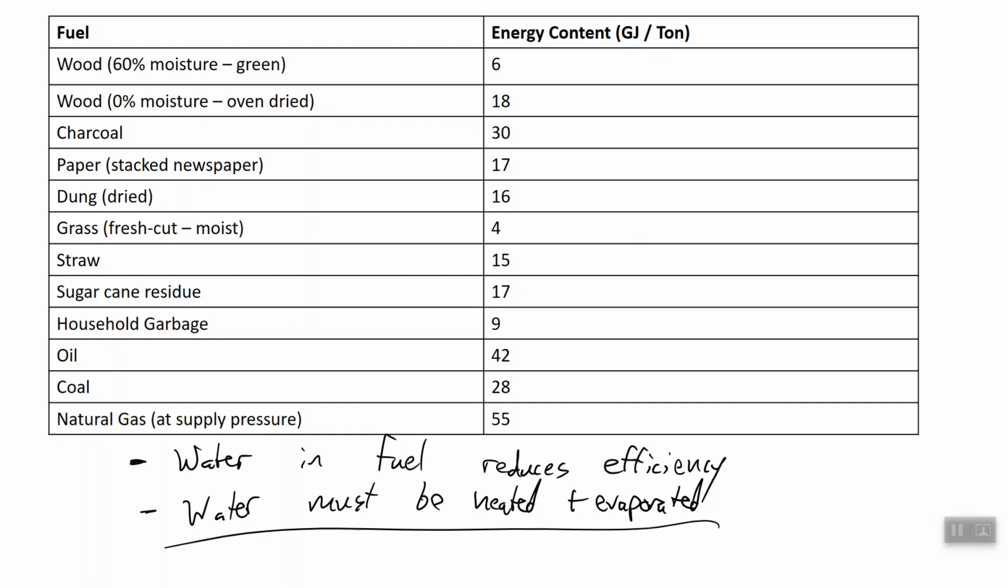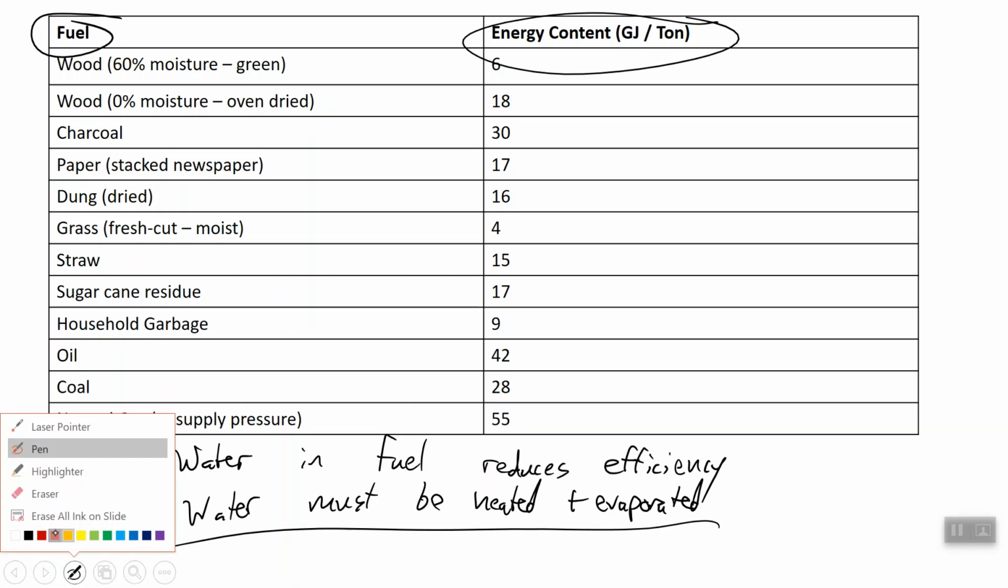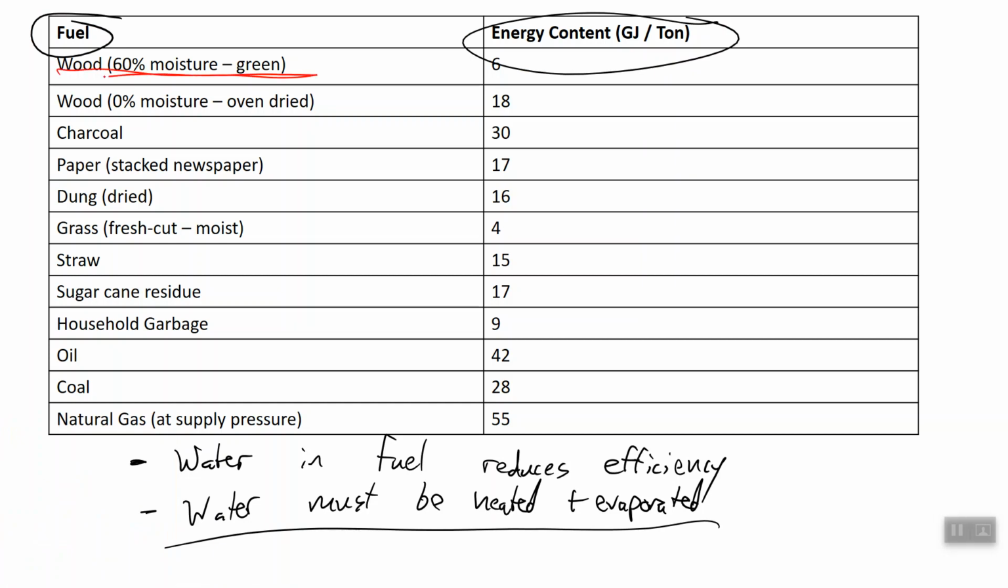So as an example, let's look at this table right here showing fuel and the energy content in that fuel. Let's switch to a different color. Okay, so here we've got wood, green wood. So 60% of the wood is moisture. Our energy content is 6 gigajoules per ton of that wood. This is the heating value. Now if we dry that wood and remove that water, we get 18, 3 times the amount of energy just by taking out the water. That's pretty cool, right?